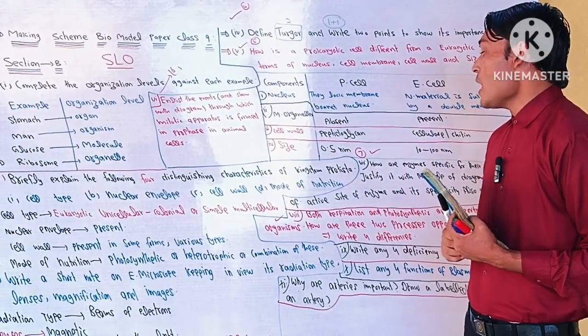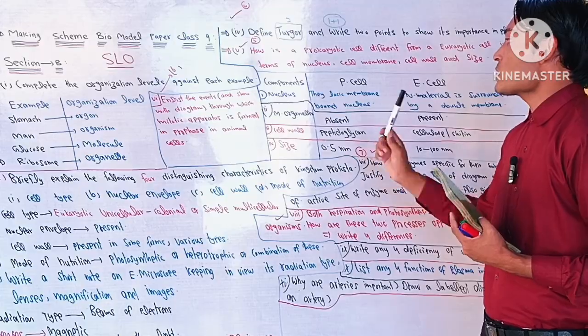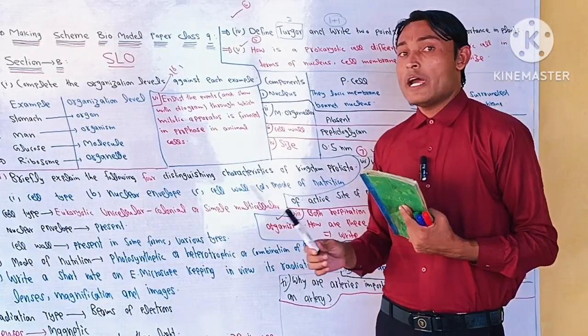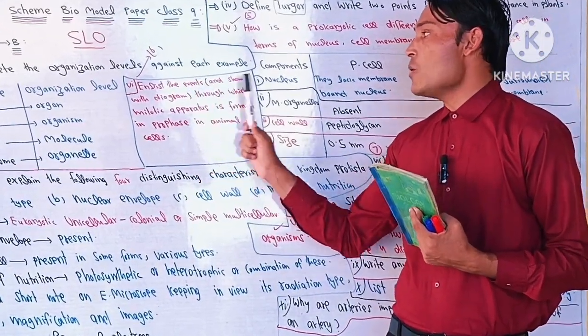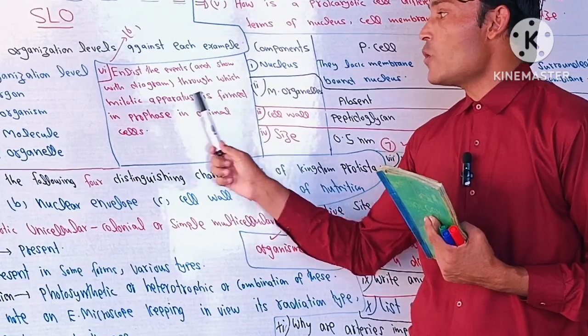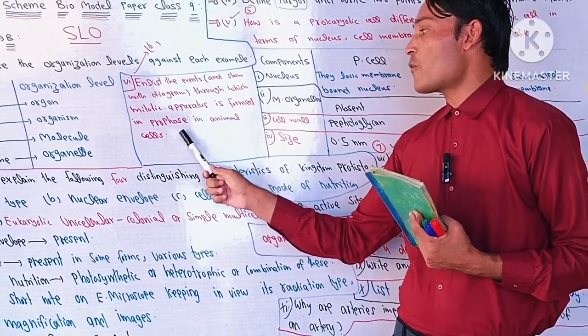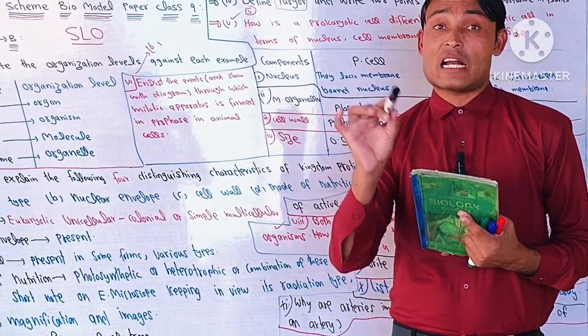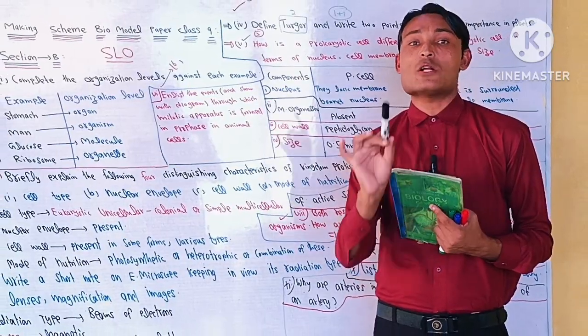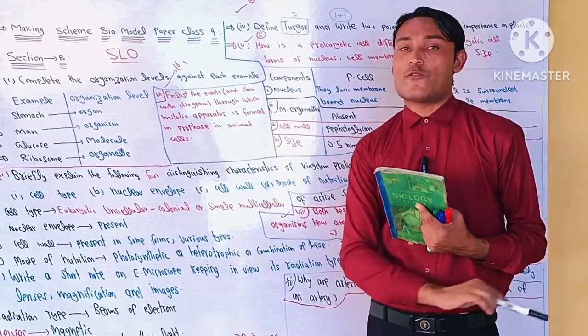Now, question number 6 will be like this: enlist the events and show with a diagram through which the mitotic apparatus is formed and proceeds in an animal cell. It means the diagram will be given and you have to label the diagram and also write 2 points, so you will definitely get 4 marks.